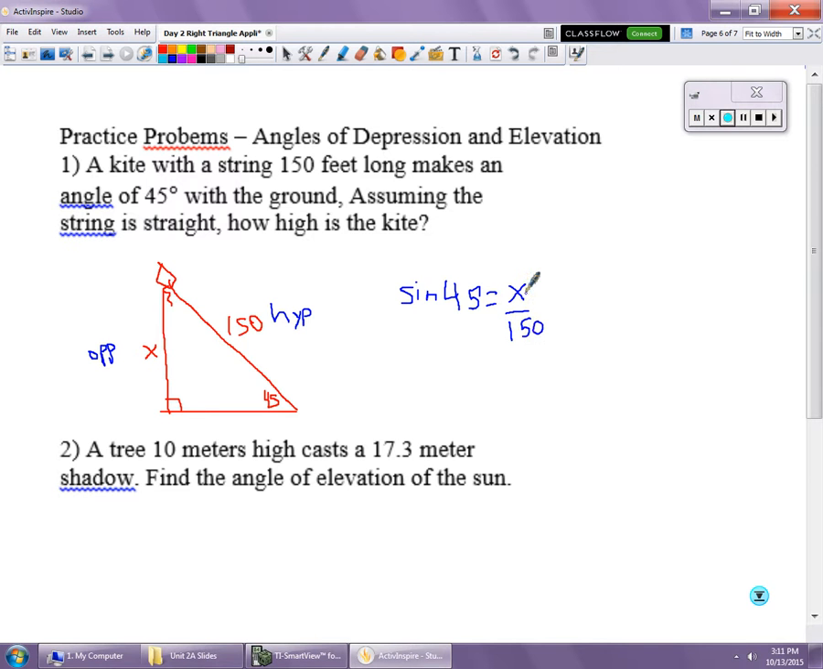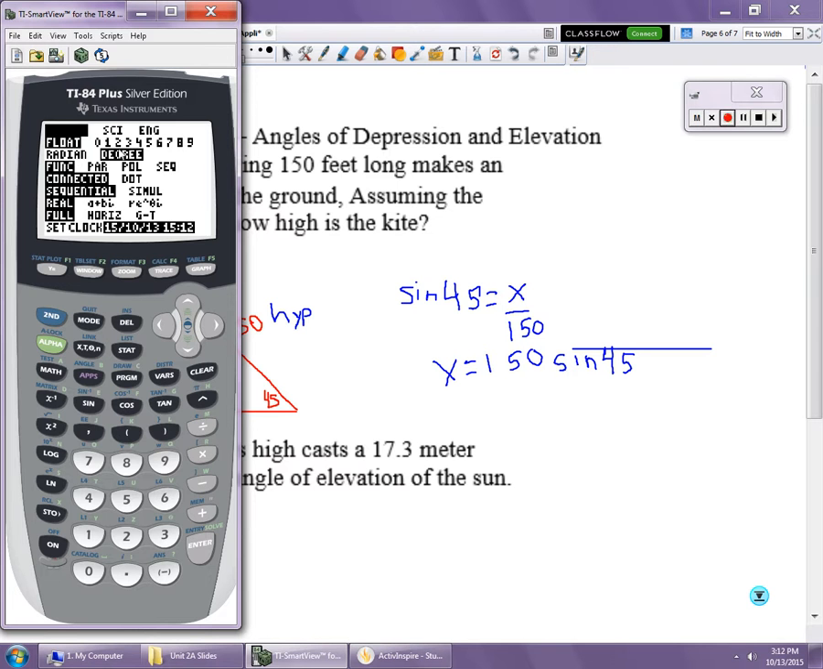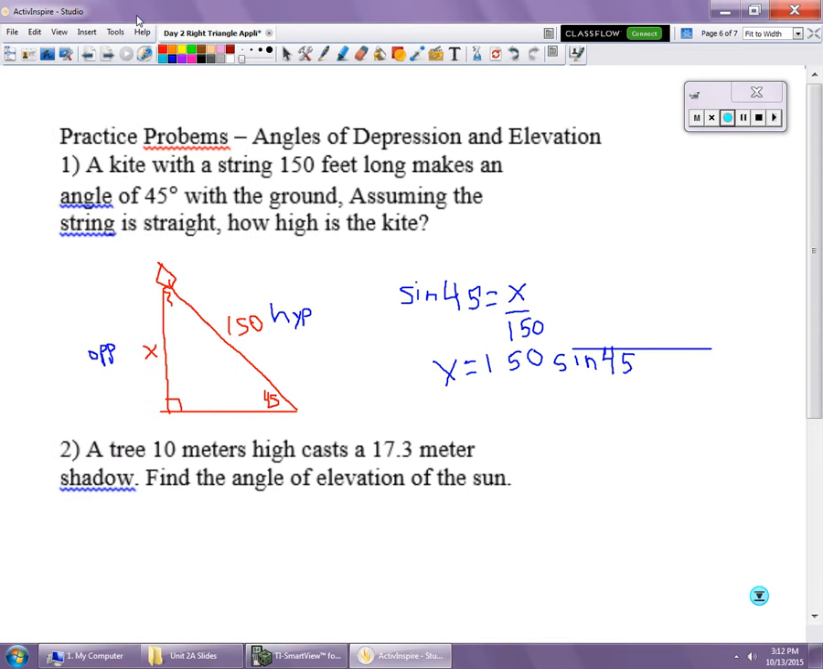We're going to solve this by multiplying each side by 150. X is going to be equal to 150 sine 45. So go to your calculator. Make sure it's still set in degree mode, so your mode is set to degree. And you're going to type in 150 sine 45 degrees. And it's going to tell you that that length is 106.066 feet.